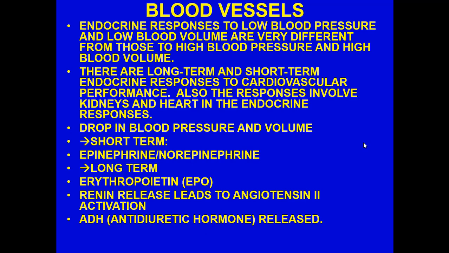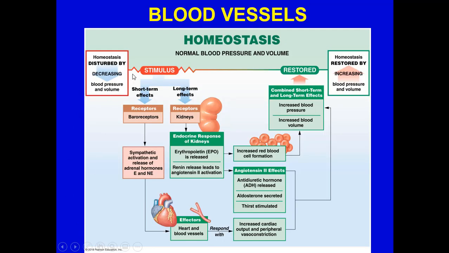Long-term, the response would be to pump out more erythropoietin. That's going to lead to more blood cells made. Renin release leads to angiotensin II activation. You also have antidiuretic hormone release. Now keep in mind, antidiuretic hormone at a certain level is going to act on the kidneys. It's going to retain more water to increase the volume of blood. But if it really gets released more, it can also enhance vasoconstriction. Okay? You can see how these are worked out.